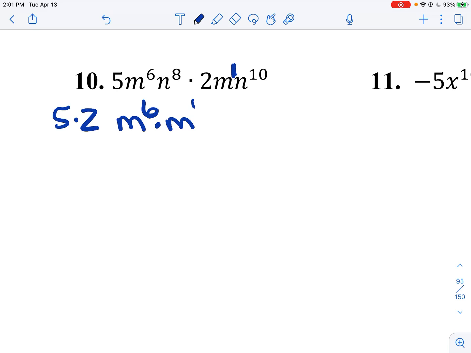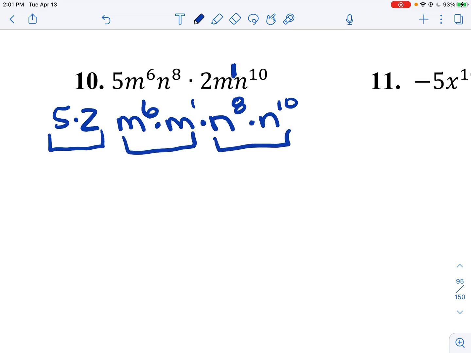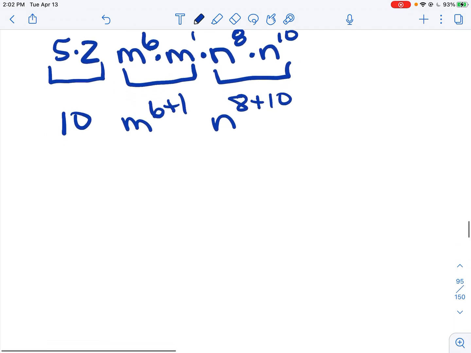Some of you are having a really tough time with that. Then I have n's. I have n to the 8th, and I have n to the 10th. Did you notice I have coefficients here? I have m's here. I have n's here. I put them all together. I would get 10. Then I would add my exponents of the ones that have like bases. So I would get 10, m to the 7th, n to the 18th.